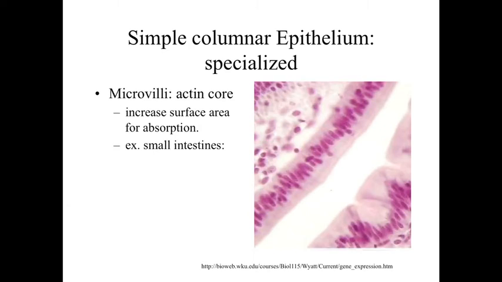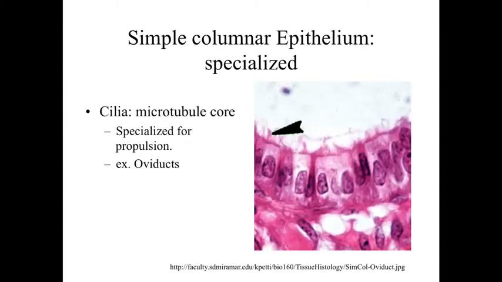Now, many times we're going to find apical specializations along these simple columnar epithelium cells. One example of that are the microvilli. We've talked about those already in the course. Microvilli, with their actin core, are finger-like projections that increase the surface area for absorption. And so this is very prominent when we look at the simple columnar epithelium within the small intestines, because we want a lot of surface area for the absorption of nutrients within the small intestines.